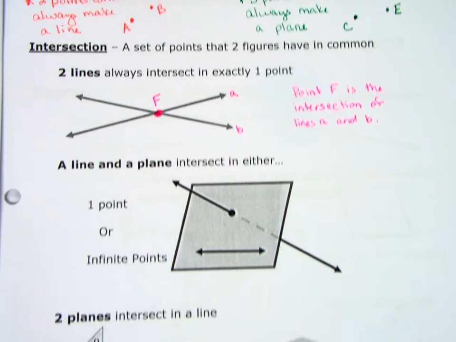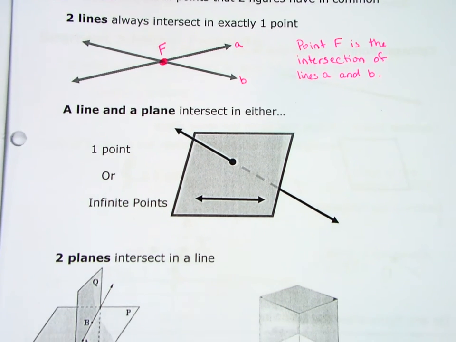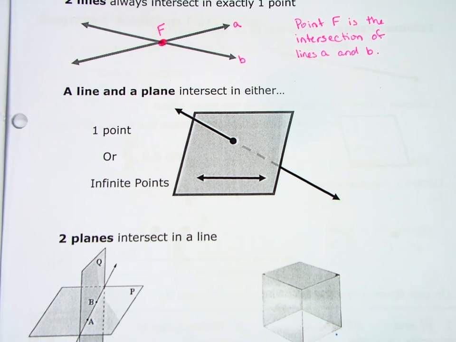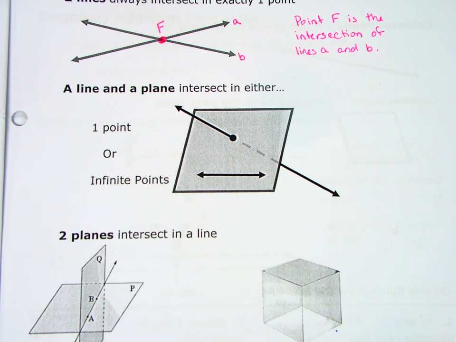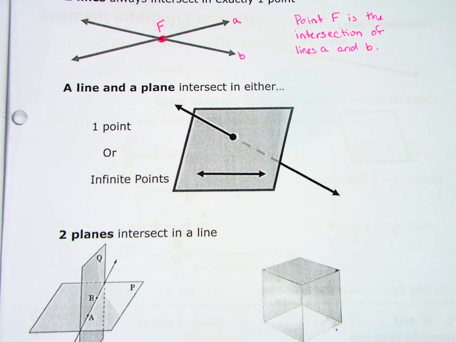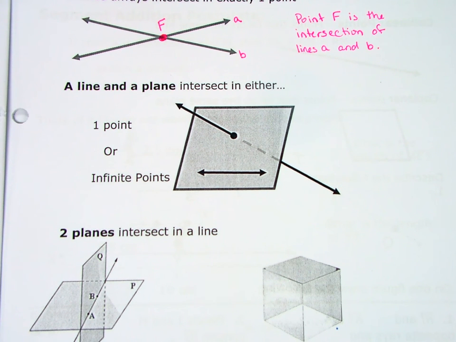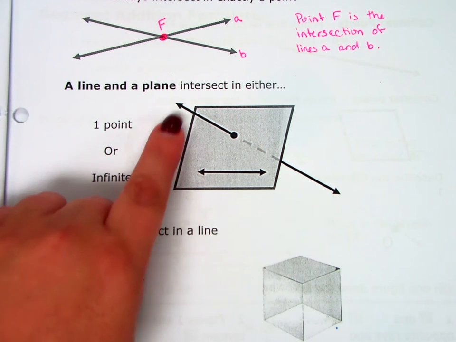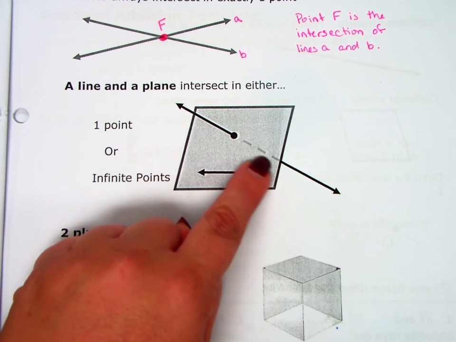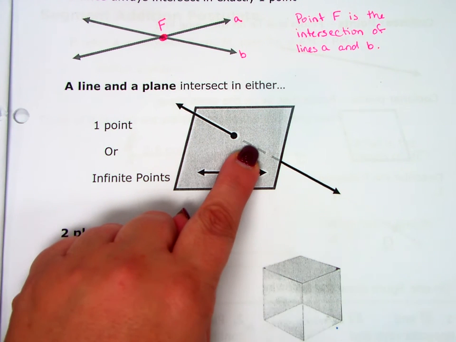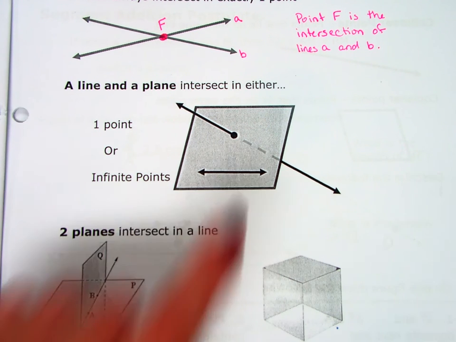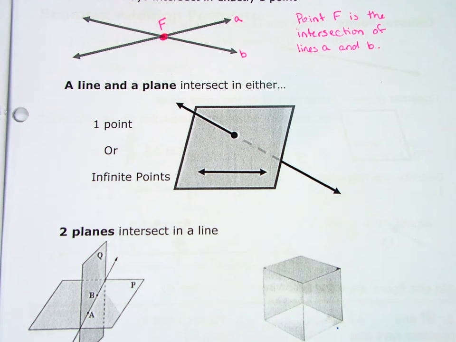All right, sometimes a line and a plane intersect each other. One of two things will happen. Either when they intersect, they'll intersect at one point, or they'll intersect at every point, an infinite number of points. Who can tell me what this means right here when I see these little dotted lines? It's behind the object. Yes, it's behind the object. So what is happening there?